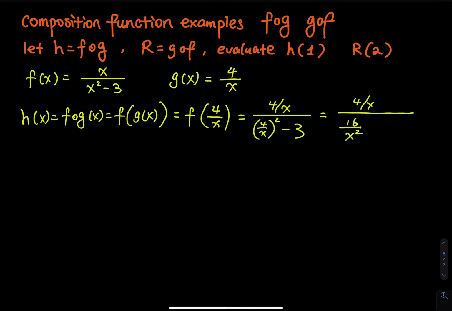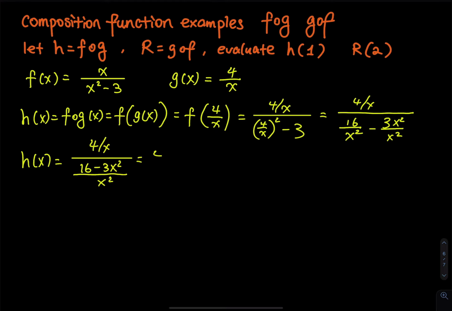So for the minus 3, I need to subtract 2 fractions. I have to subtract the 3, so therefore I need a common denominator. So instead of writing 3, I would like to put an x squared on top and bottom. Alright, and then h of x equals 4 over x divided by 16 minus 3x squared, and then divided by x squared.